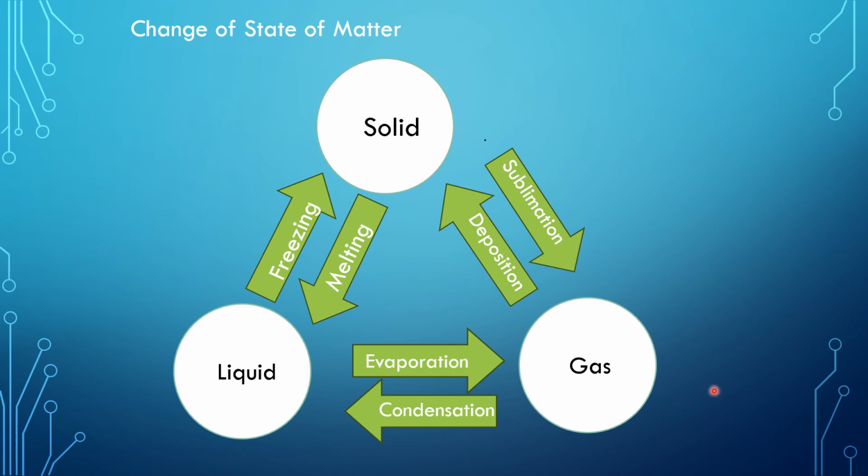In some cases, solids can directly become a gas without undergoing the liquid state. This process is known as sublimation. And when the gas becomes a solid without undergoing the liquid state, it is known as deposition or desublimation.